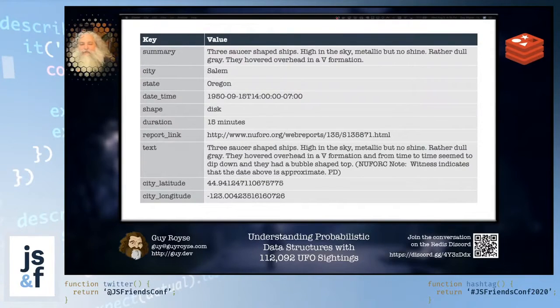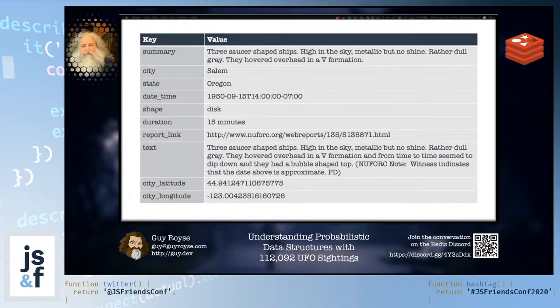It's got a date timestamp in nice ISO 8601 date format. So this happened on September the 15th of 1950 at about 2 o'clock in the afternoon. And you see actually the 7 hours, so daylight savings time was in effect at the time too. The shape of the UFO sighting is a disc. The duration of that sighting was 15 minutes. There's a link to the NUFORC website where you can go and read that report. And if you were to copy that link and click it, you could go and read this. And then there's the full text of it. It's got a little bit more going on.